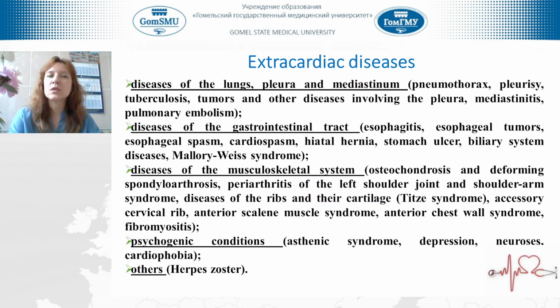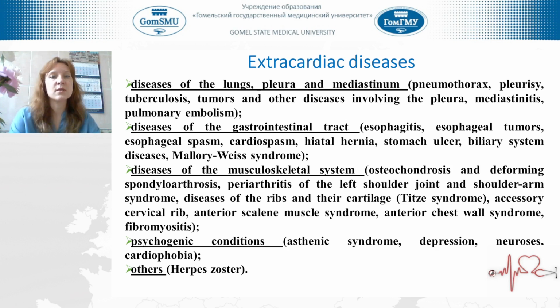Extracardiac reasons. Disease of the lungs, pleura, and mediastinum: it can be pneumothorax, pleurisy, tuberculosis, tumors, and other diseases involving the pleura, mediastinitis, pulmonary embolism. Disease of the gastrointestinal tract: esophagitis, esophageal tumors, esophageal spasm, cardiospasm, hiatal hernia, stomach ulcer, biliary system disorders, Mallory-Weiss syndrome.